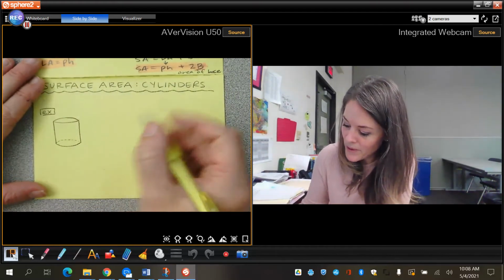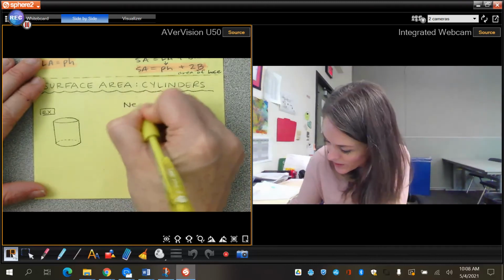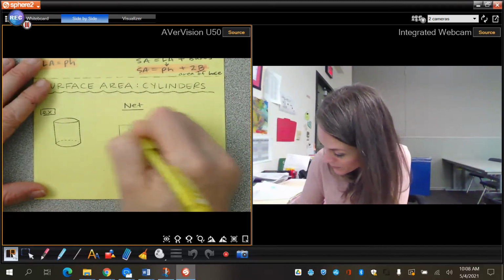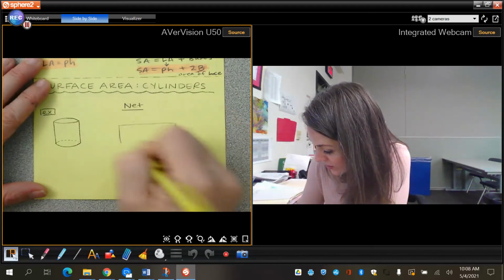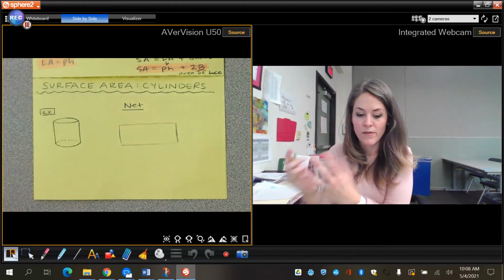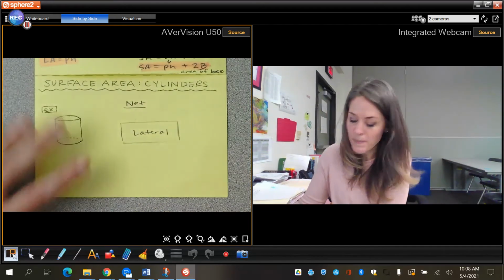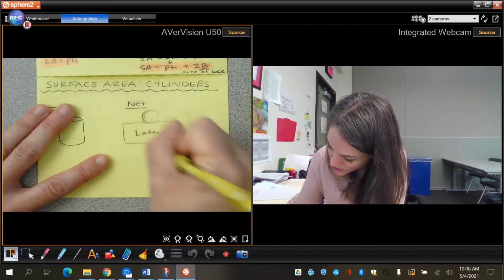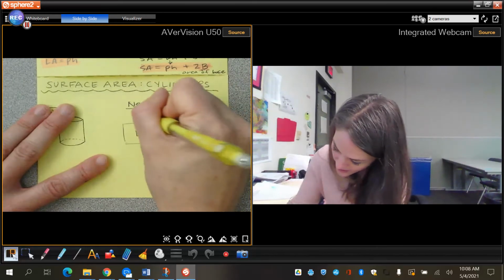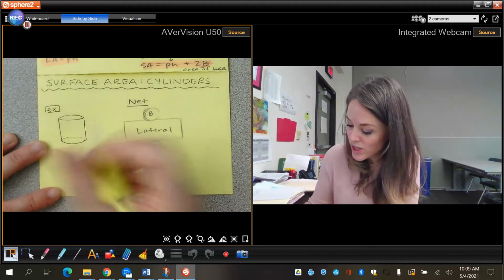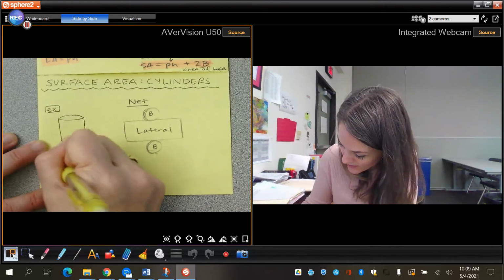Okay, so what we're going to do is we're going to start with a net again. Okay, and remember for a cylinder we have that rectangle that curves up around to form the lateral face. Okay, and then I have my two bases. Okay, so this is a base and this is a base. Okay, we are going to talk about again the lateral area.